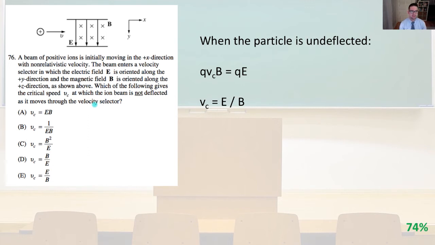So when the particle is undeflected, QVc, where Vc is the critical velocity, times B equals QE, where Q is the charge, B is the magnetic field, and E is the electric field. So the critical velocity simply equals E over B, and that is answer E.